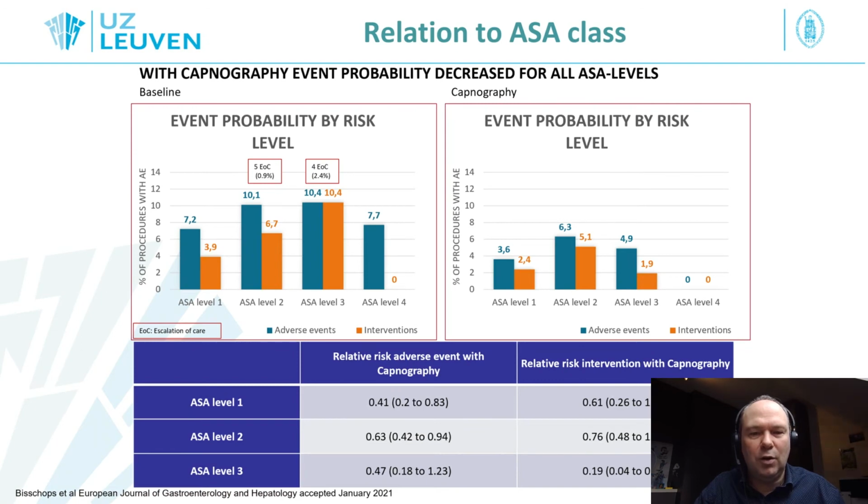Again, looking at orange for the need for interventions, across the different ASA levels, there was a lower need for intervention. So overall, there was a significant reduction in the risk for adverse events for ASA level 1 and 2, and a significant reduction for the need for intervention in ASA level 3.